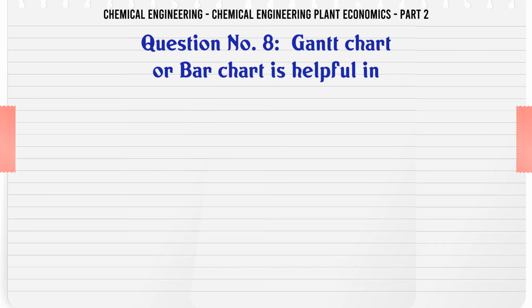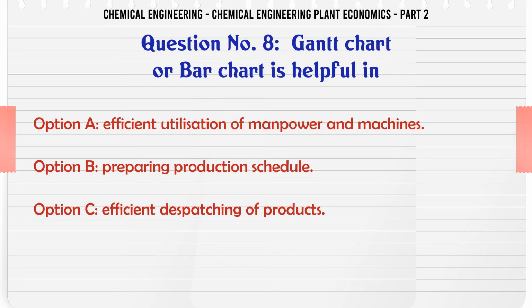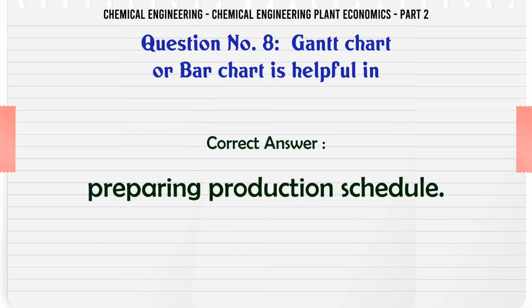Gantt chart or bar chart is helpful in A. Efficient utilization of manpower and machines. B. Preparing production schedule. C. Efficient dispatching of products. D. Inventory control. The correct answer is preparing production schedule.